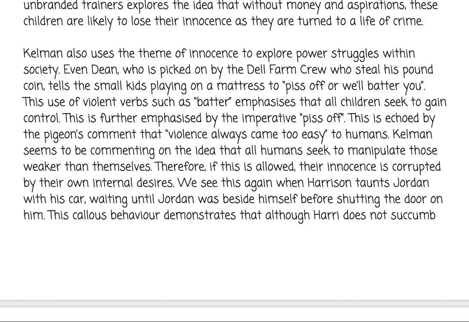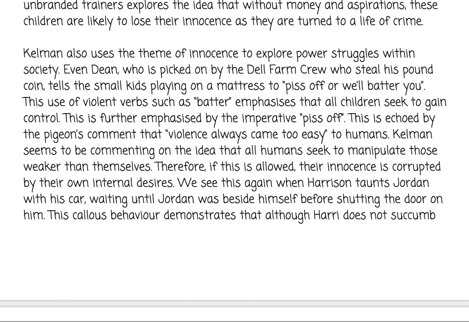Kelman also uses the theme of innocence to explore power struggles within society. Even Dean, who is picked on by the Dell Farm crew who steal his pound coin, tells the small kids playing on a mattress to piss off or he will batter them. The use of violent verbs such as "batter" emphasises that all children seek to gain control. This is further emphasised by the imperative "piss off".